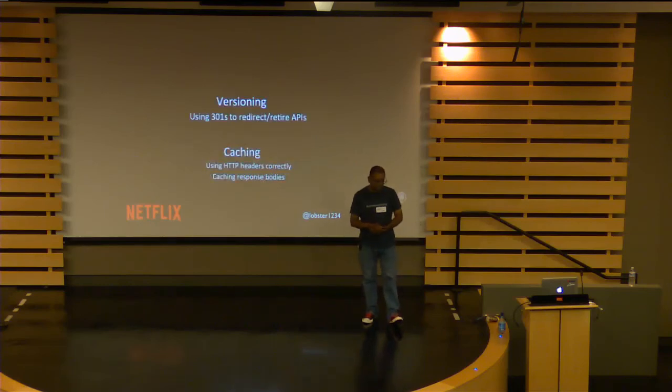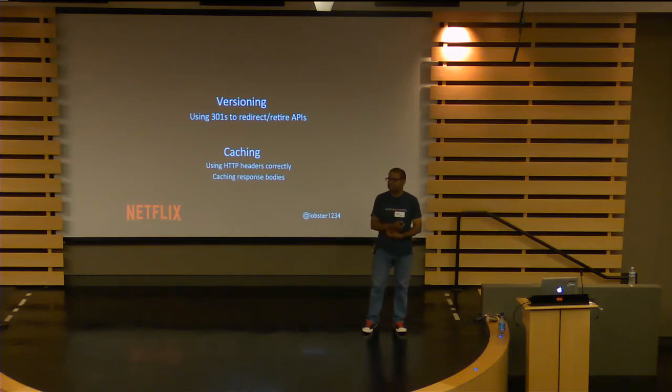So versioning, I think you asked a question about versioning, or someone did. Yeah. So versioning, use 301s to redirect and retire APIs. Don't use 302s in this case. 301 is a permanent redirect, which means that if you're asking me on this URL, I'll redirect you to V2 or V3, right? So for versioning, you use 301s.